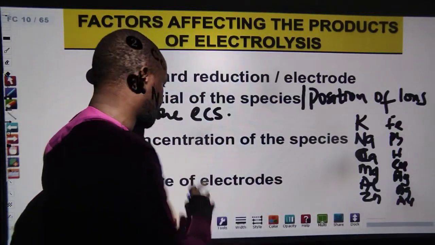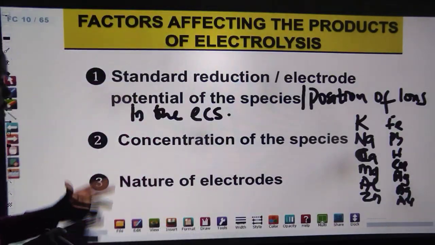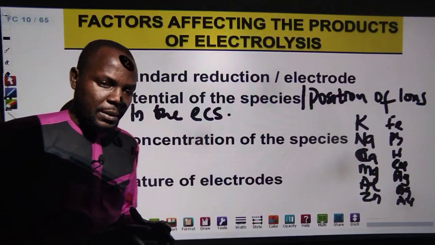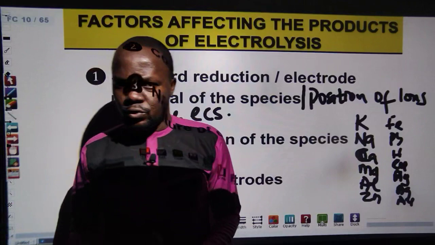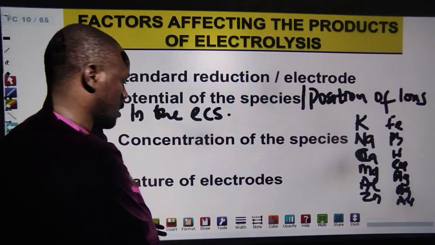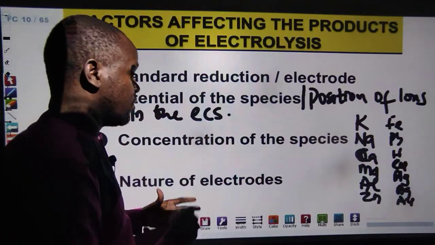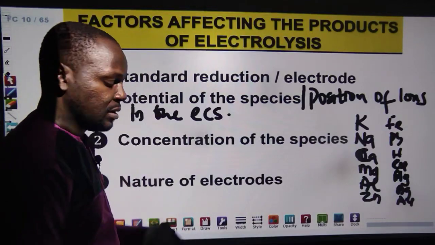Now, the second factor is the concentration of the species. I tell students it only affects the anode. It does not affect the cathode. About concentration, I'll talk about it. It's all available here. Then the last one is the nature of electrode.